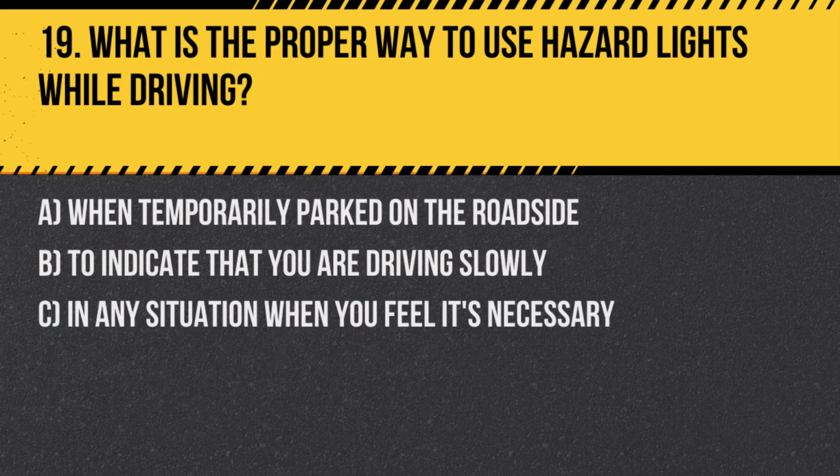Question 19. What is the proper way to use hazard lights while driving? A. When temporarily parked on the roadside. B. To indicate that you are driving slowly. C. In any situation when you feel it's necessary. Answer: A. When temporarily parked on the roadside. Hazard lights should be used when your vehicle is temporarily stopped on the roadside to warn other drivers, especially in an emergency or when your vehicle is a potential hazard.